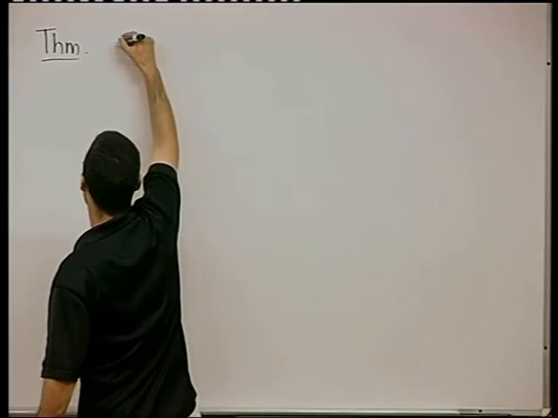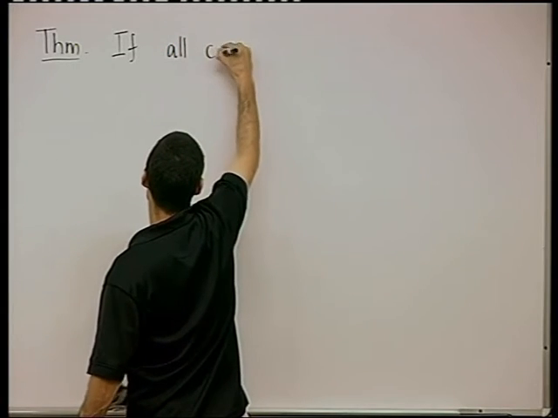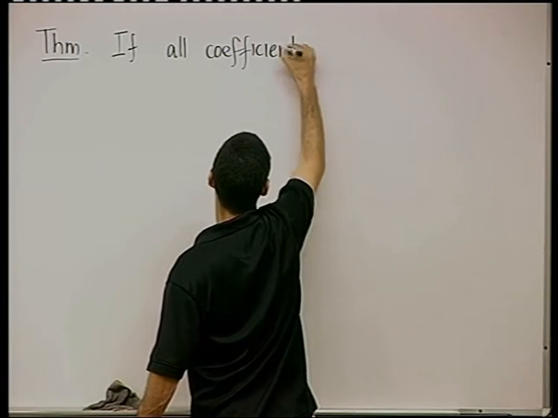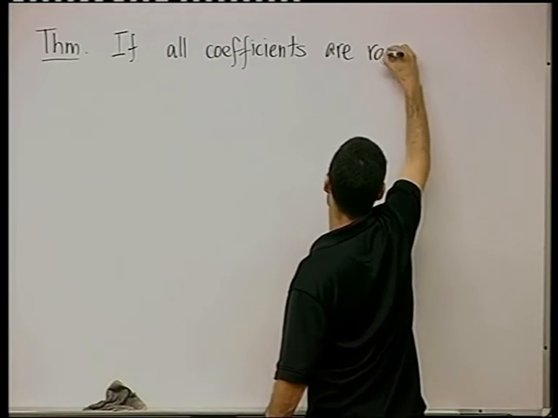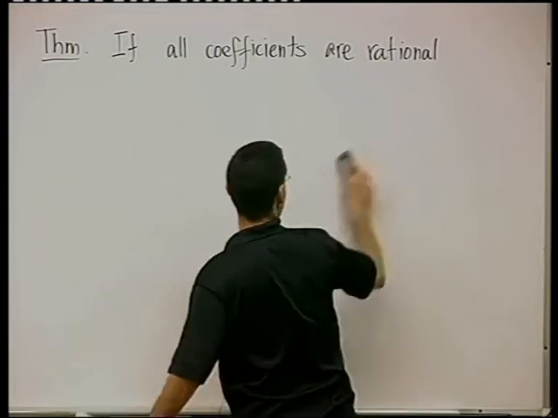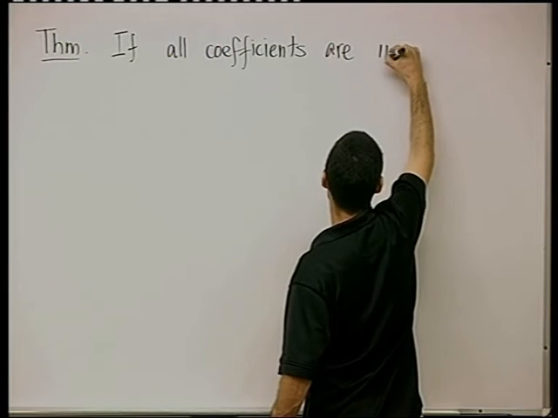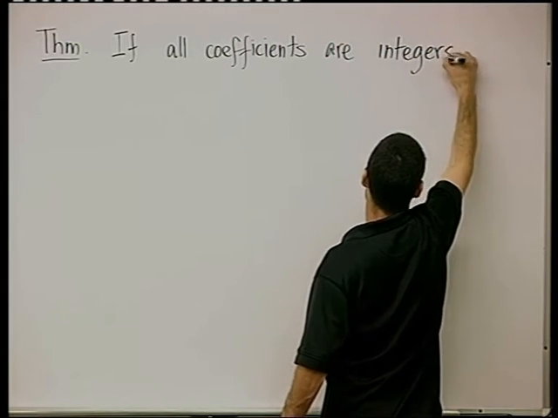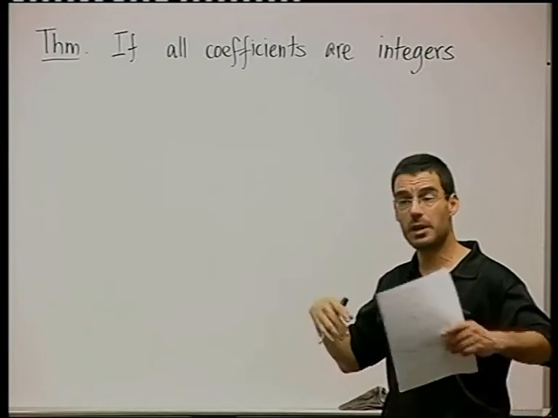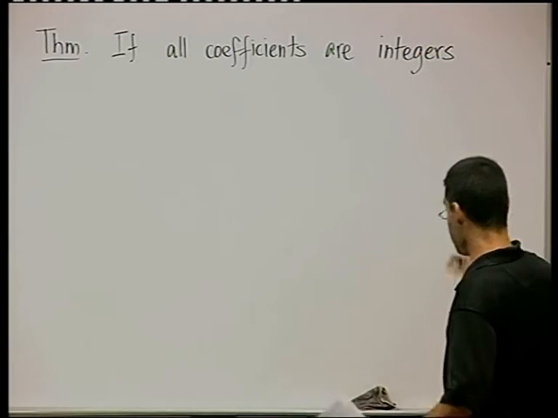Another theorem, so this even starts with an if: all coefficients are rational, maybe we'll even write a more restrictive form, are integers. So this is a very friendly looking polynomial. All the coefficients are 2, 3, minus 5, 7, etc. No 1/2, no pi, and no i. Okay, only integer coefficients.